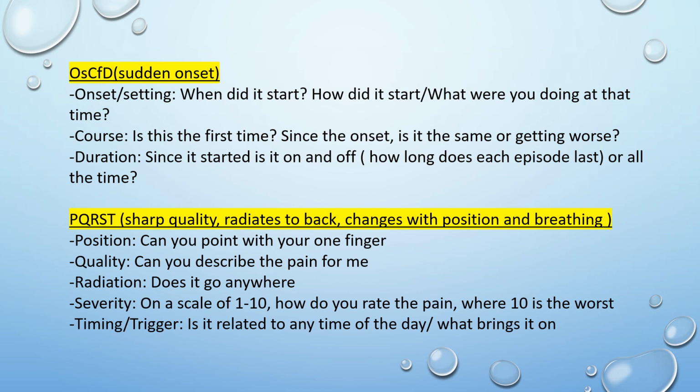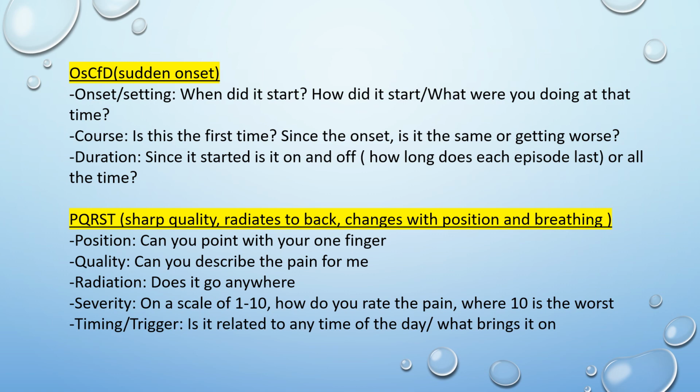So let's start with step 1 of the history structure. We have onset, setting, course, frequency, duration, and PQRST, which means position, quality, radiation, severity, timing, and trigger of the pain. Usually, the acute pericarditis chest pain has sudden onset. The quality of the pain is sharp, it radiates to the back, and it changes with position and breathing.